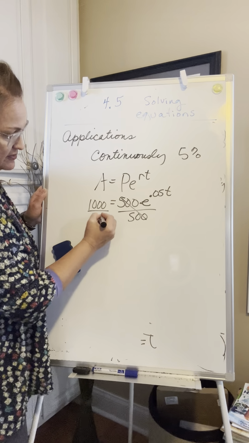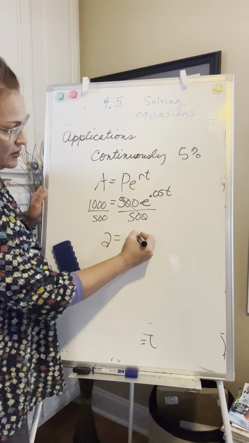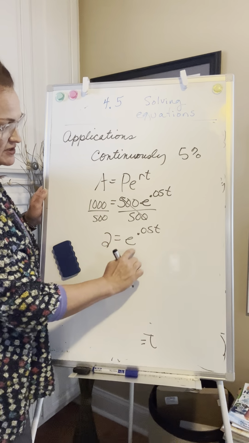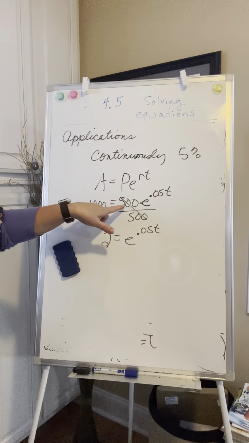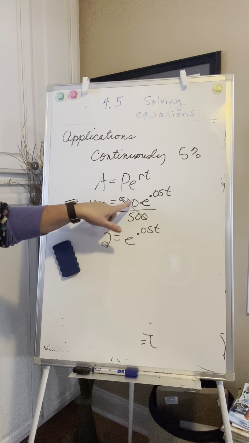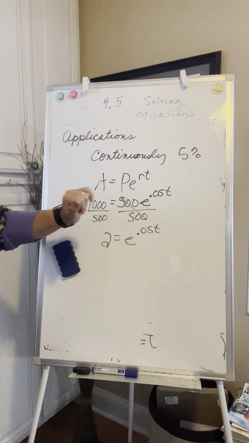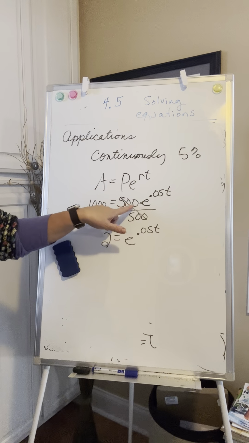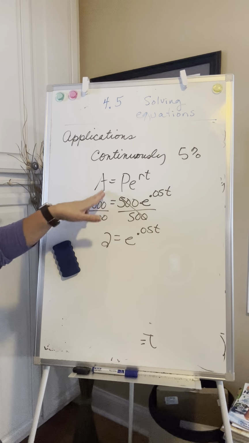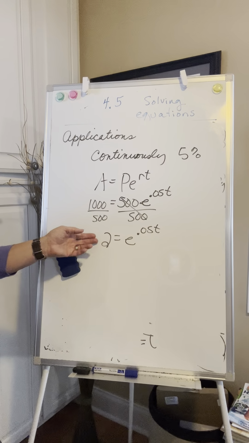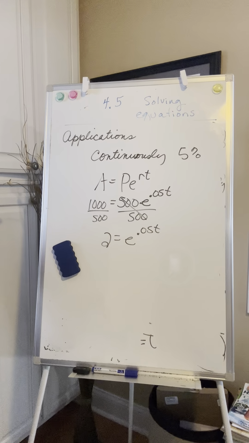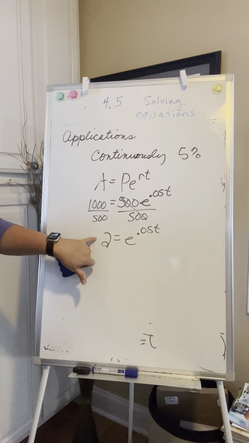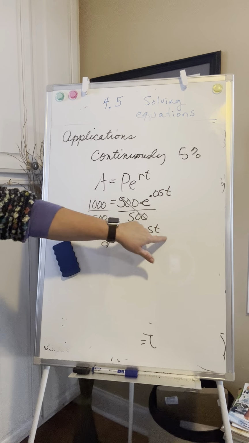So I always recommend simplifying first. Notice you get 2 equals e to the rt. And what I want to tell you is if you're doubling something, whether it's $500 becoming $1,000, $600 becoming $1,200, $2 million becoming $4 million, any number, the first step when you divide, you should get 2. That should always reduce to 2 equals e to the rt. So just know that's naturally every time going to happen. That's kind of a shortcut. If you see you have a doubling time problem, just go ahead and do 2 equals e to the rt.